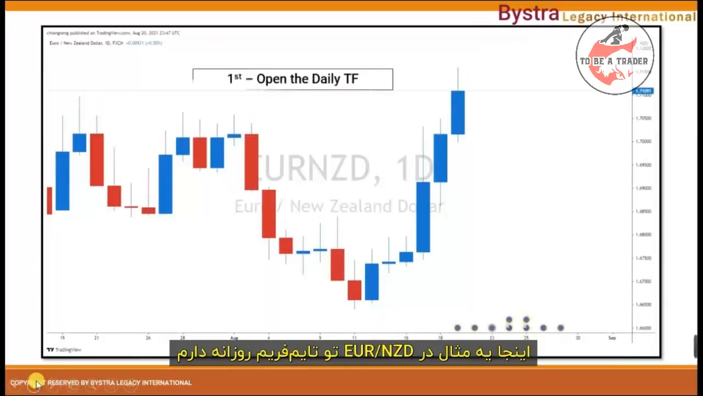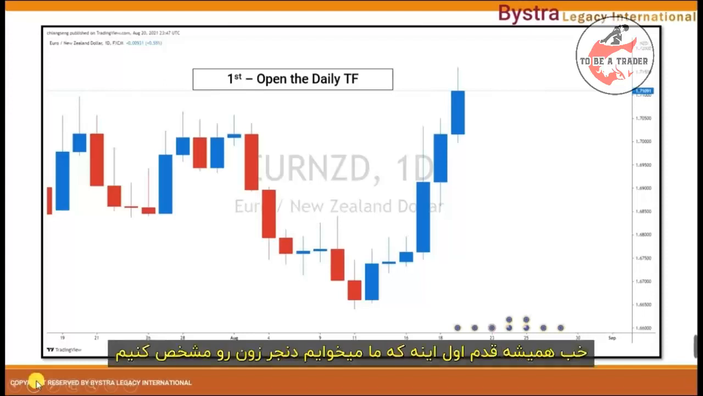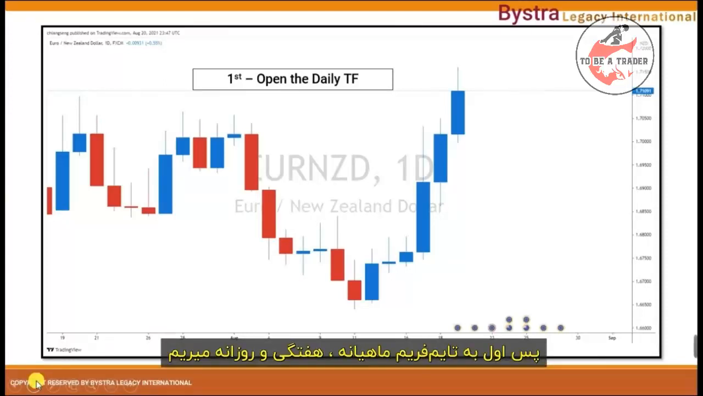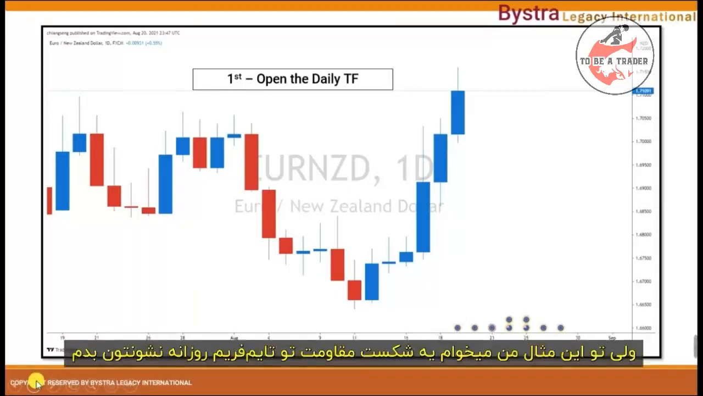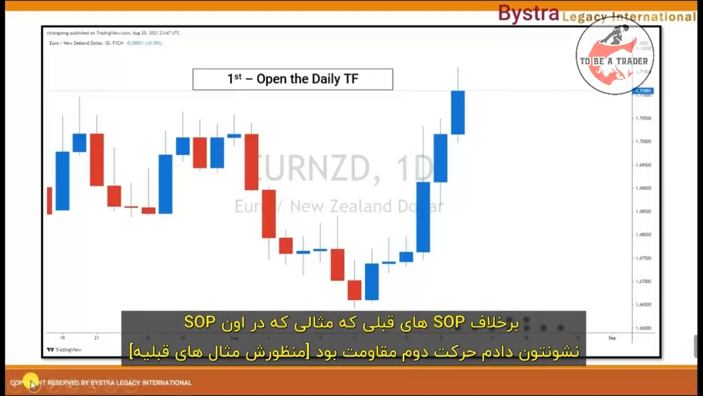Here I have an example on the Euro NZD on the daily time frame. So the first step is always we want to mark the danger zone. So first we go to the monthly, weekly and daily time frame. But in this example, I'm going to show you a breakout on the resistance of the daily time frame. Not as per the SOP, where the SOP example showed to you was the second movement of the resistance.